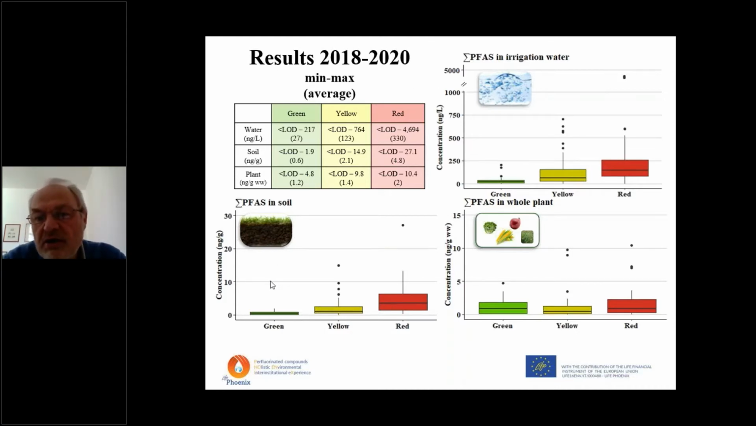I see that there are a lot of questions in the chat. Good. Okay, Laura Fazzini asked what were the detection limits for the soil. Do you have data, Claudia Ferrari from ARPAV, about the detection limit of soil?